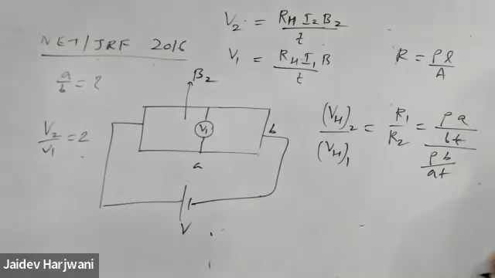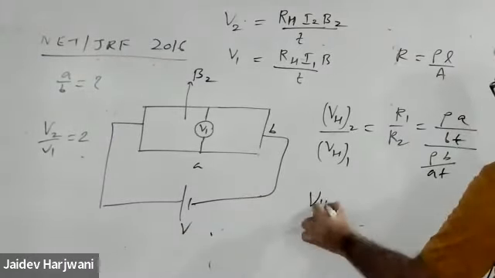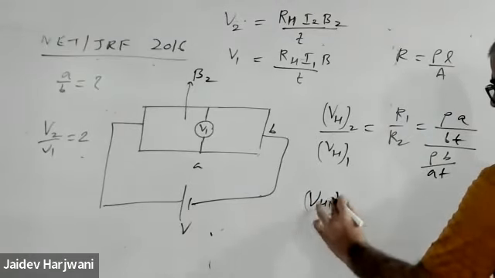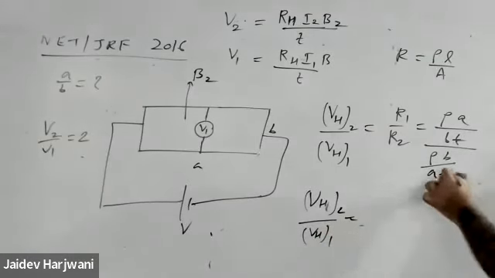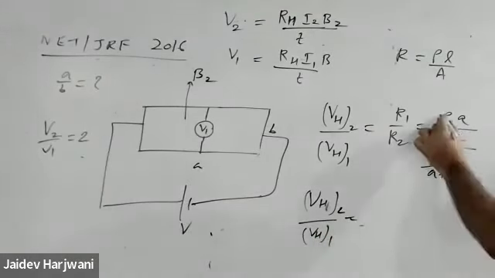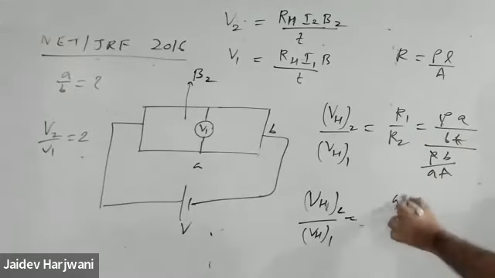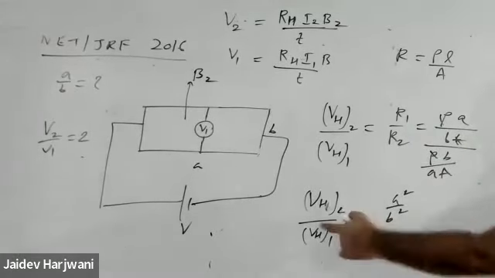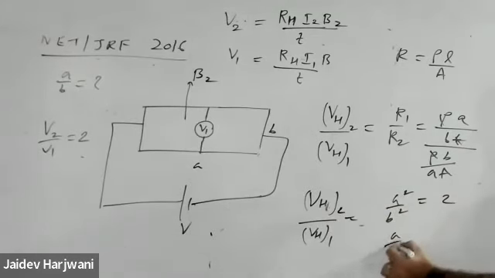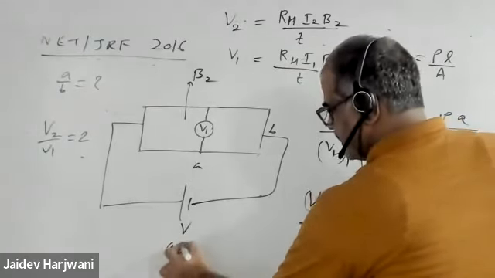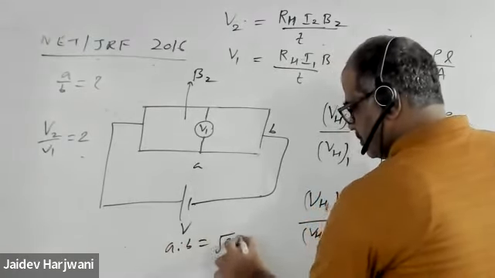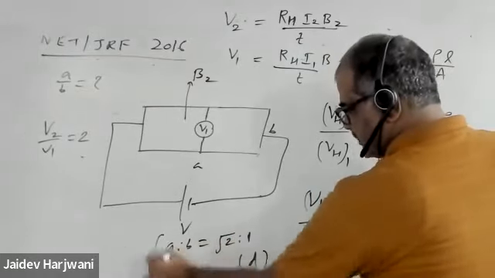Now VH1 upon VH2 upon VH1. Now T and T cancel. So what is coming? A square upon B square, and this value is given as 2. So A by B will be what? Root 2 by 1. The ratio of A to B is root 2 to 1, and this is given as option D, and this is the correct answer.